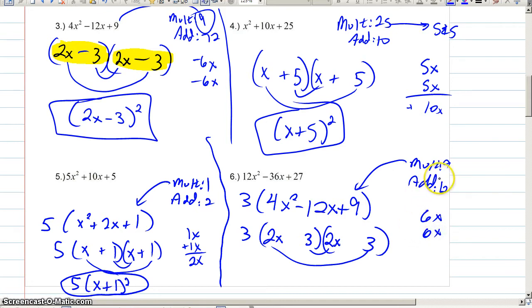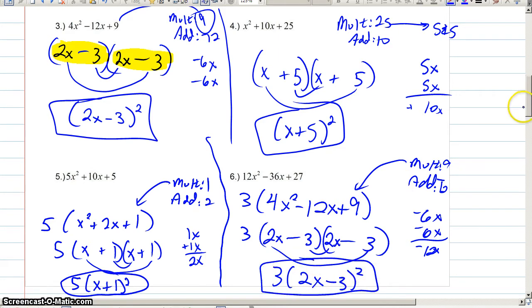And I said add up to a 12. I meant to say add up to a negative 12. My apologies. You would need to have a negative 6 and a negative 6 to add to that negative 12. Make both of these terms a minus 3 so that you'd get negative 6 and negative 6 adding to negative 12. Don't forget to check your multiplication. Negative 3 times negative 3 is a 9. From here, we'll be left with 3 times 2x minus 3 quantity squared.